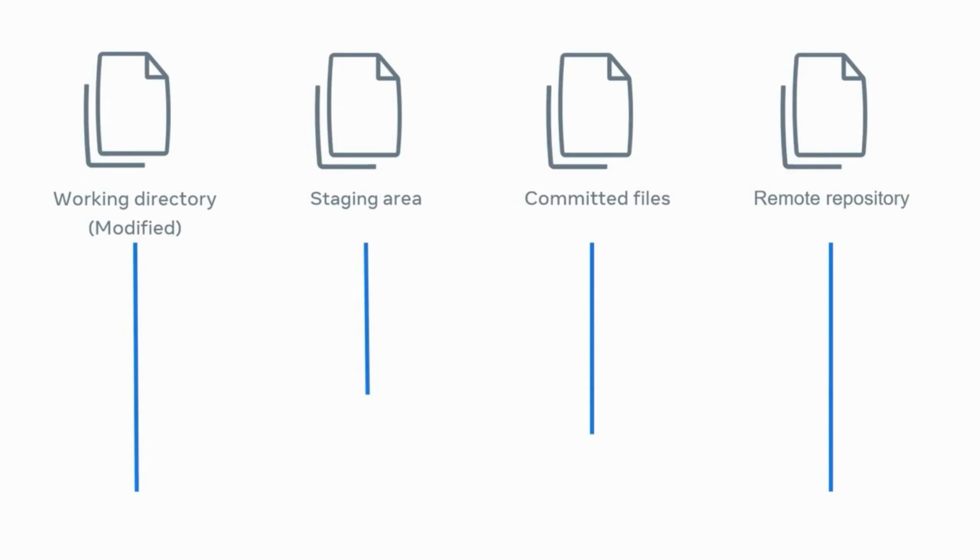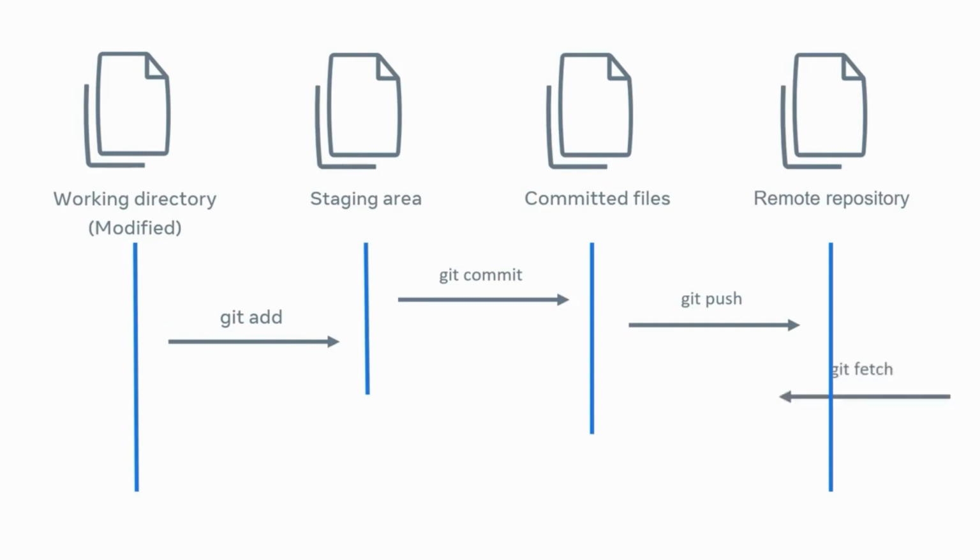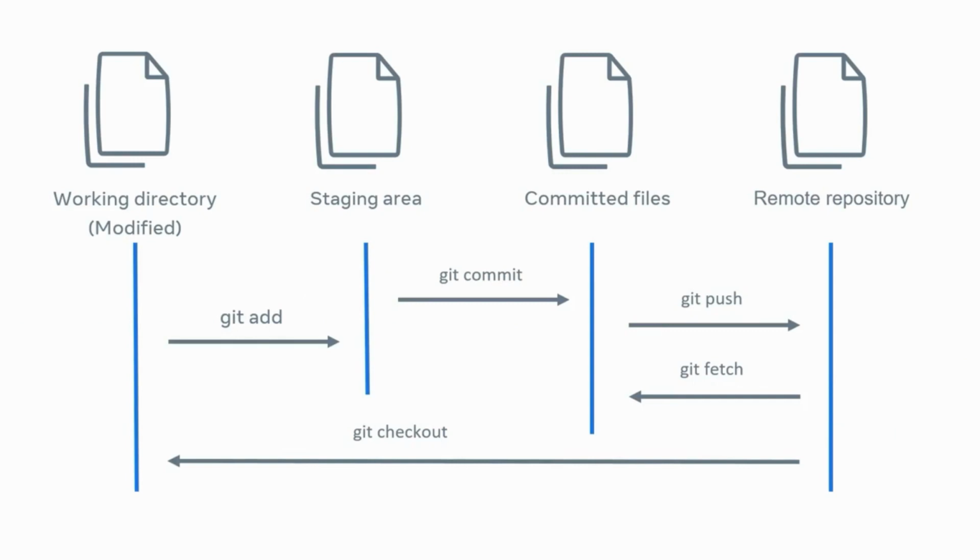Suppose you have a workflow that contains the 3 stages just mentioned, as well as the remote repository. A file is added from the working directory to the staging area. From there, the file is committed and then pushed to the remote repository. From the remote repository, the file can now be fetched and checked out or merged to a working directory. You will learn more about this later.